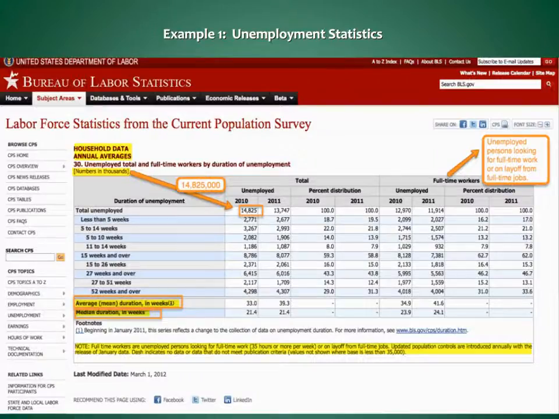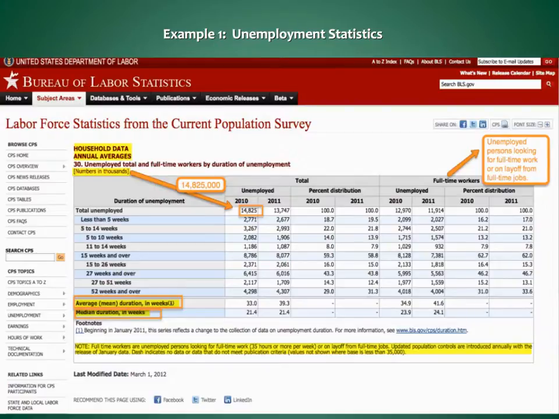In example 1, we're going to take a look at a complicated table of unemployment statistics. So first, let's start off with the easy stuff. What is the table covering? It's covering unemployment statistics, but let's break it down and look at the table title and subtitle. It reads labor force statistics from the Current Population Survey, also called CPS. You'll notice it is telling you where the data came from.